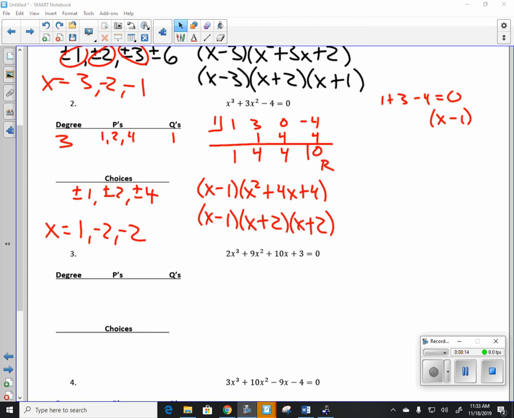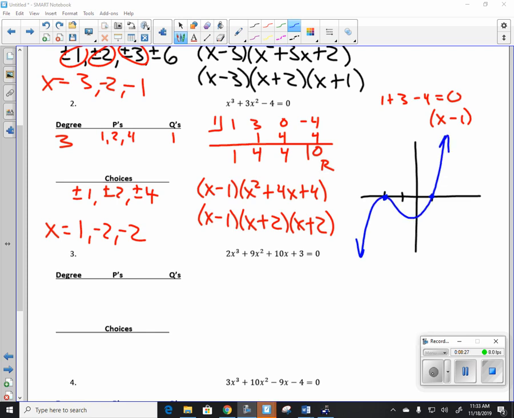If I asked you to graph this, would you be able to graph it? Now, hopefully you feel like, after Friday and Thursday, that you can. It bounces off of negative 2 and passes through 1. That's what the graph looks like. So all of a sudden we come up with great ways to graph polynomials.